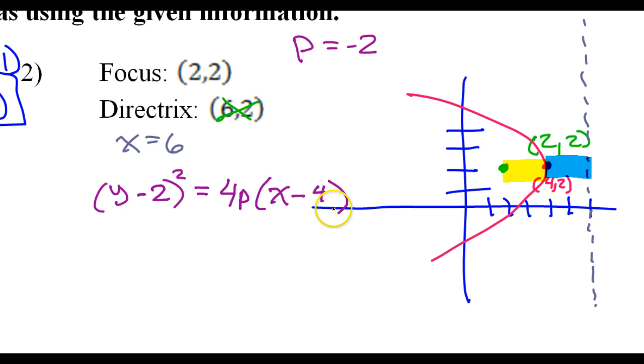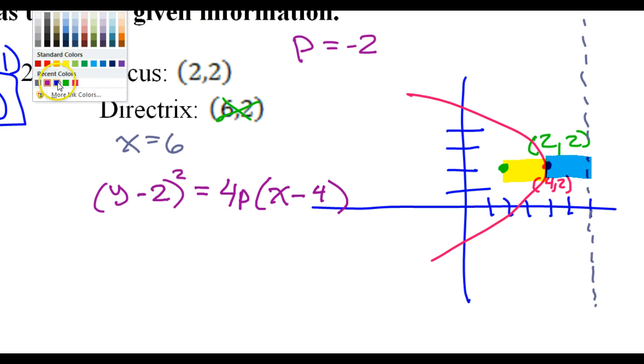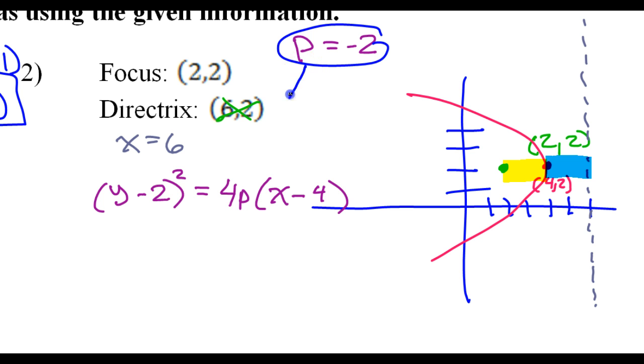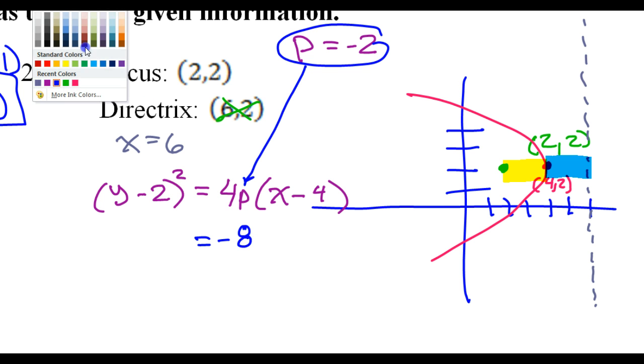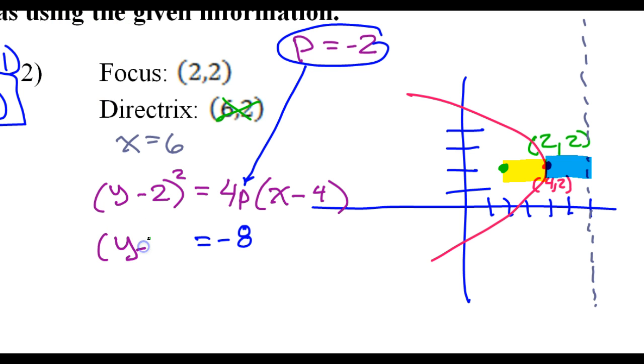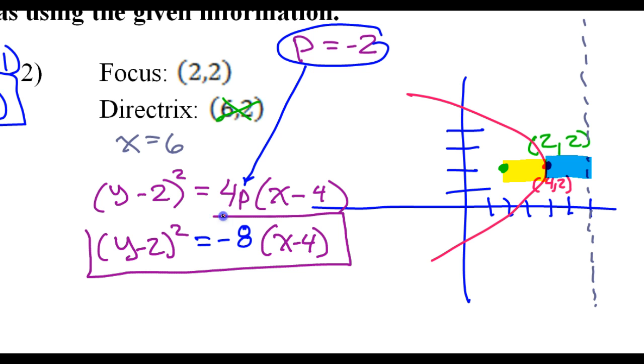So this is shaping up to be my equation. I just need to substitute that p value. P is -2. If I put that in right there, then I have 4 times -2, and that makes -8. So I'm going to have y minus 2 squared equals -8 times x minus 4. Alright, there it is. Here endeth the lesson.